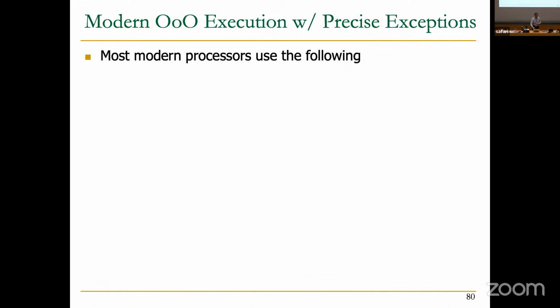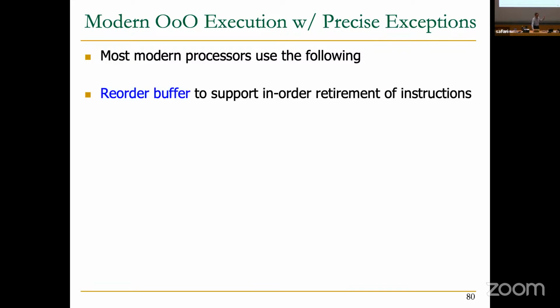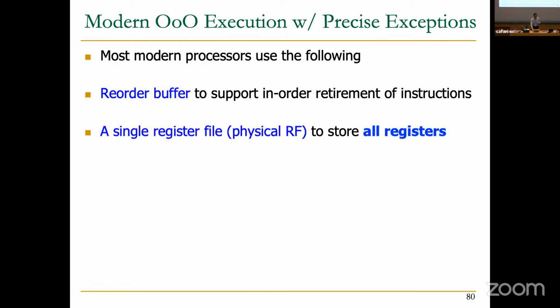Modern out-of-order execution with precise exceptions. Most modern processors use the following. They have a reorder buffer to support in-order retirement of instructions. They have a single register file called the physical register file to store all registers, both speculative and architectural registers. Speculative meaning the value is going to be produced by instructions in the pipeline, but they may not be updating the architectural register because there might be an exception, right? And later we'll see branch misprediction. There might be a branch misprediction also, potentially.